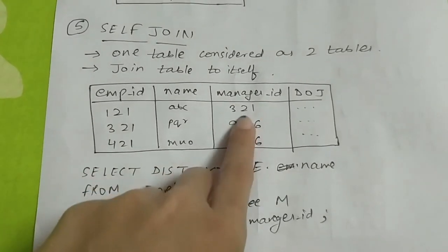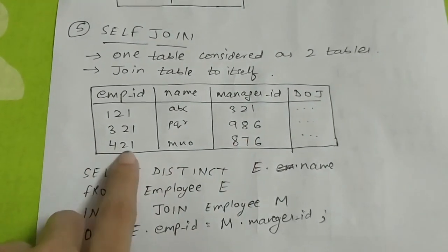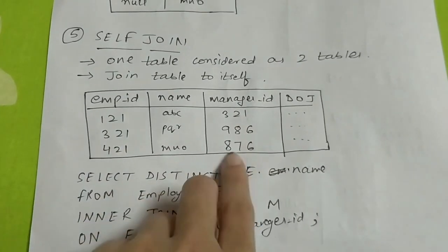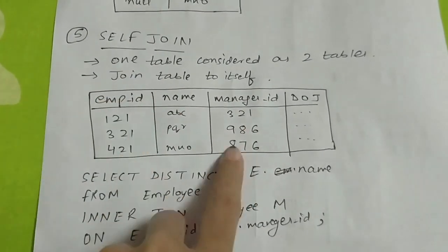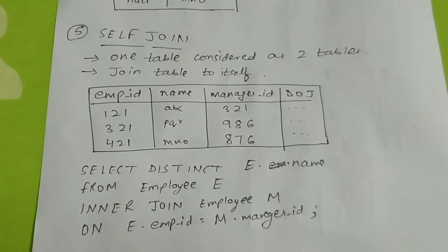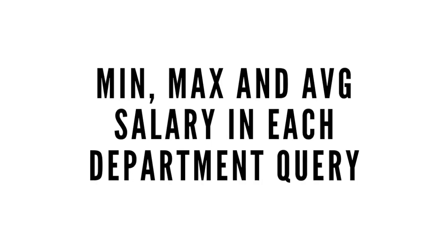So basically 321 will be printed, because as you can see, here there are 121, 321, 421. Here there is 321, 986, 876. What is the common between both the tables? 321. Hence 321 will be our result. This is what self join is.